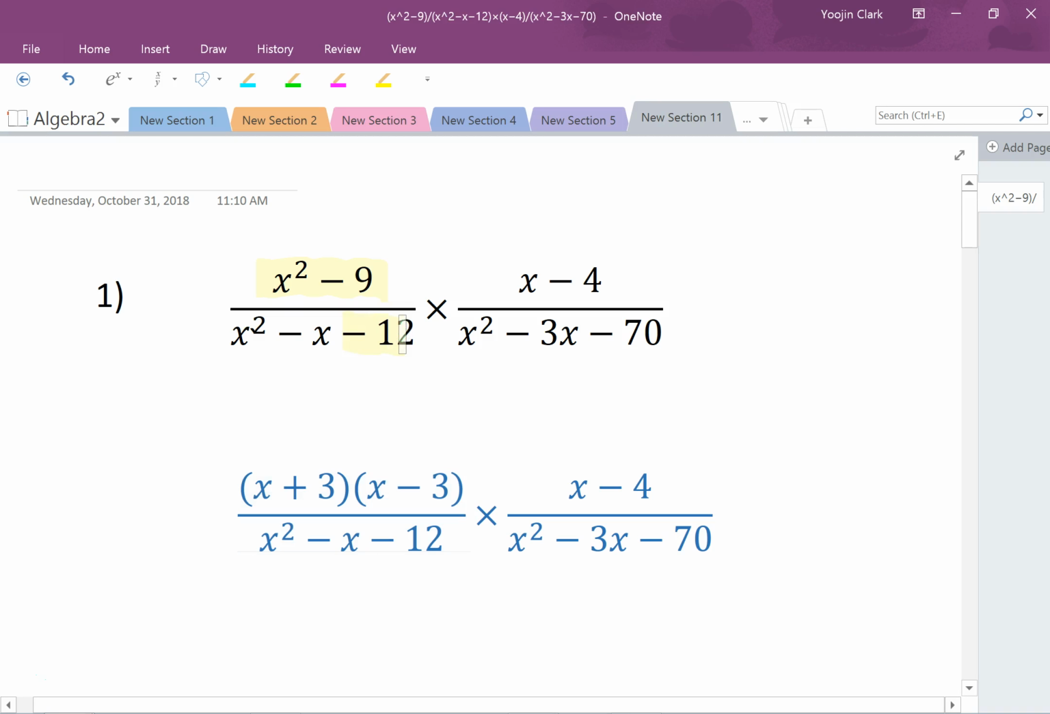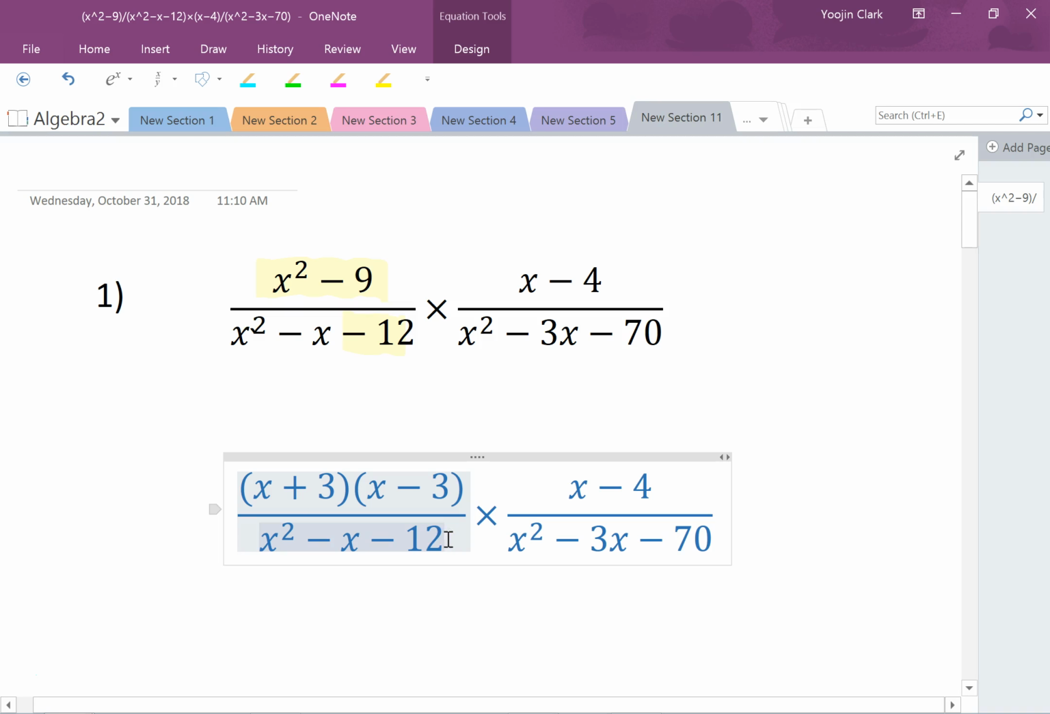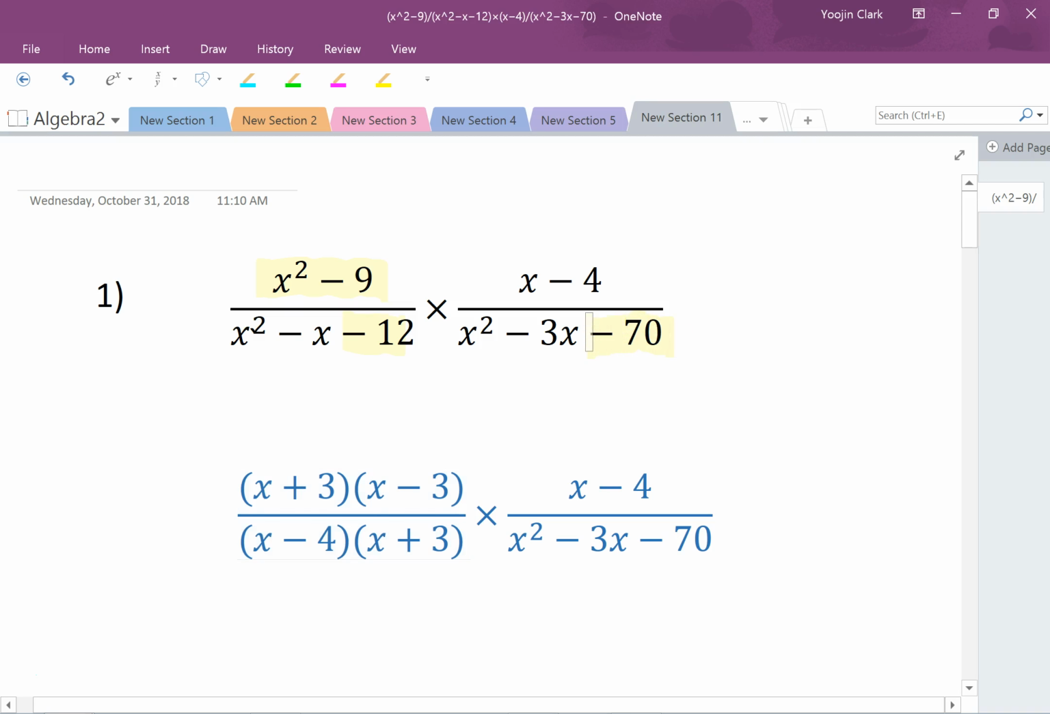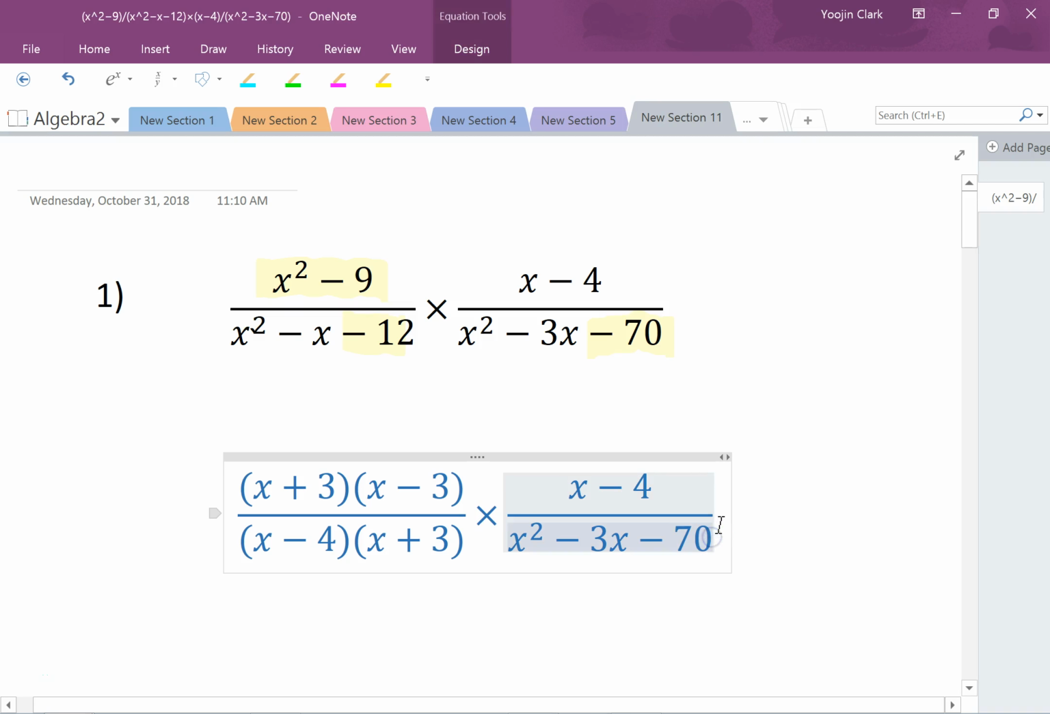It's at negative 12, so that's 2 factors of 12 whose difference is 1. So that's going to be 4 times 3. Then you do that, you check the signs: minus 4 plus 3 is minus 1, that's good. And then finally I'm over here at the minus 70, that's 2 factors of 70 whose difference is 3, so that's going to be, what, 10 and 7?